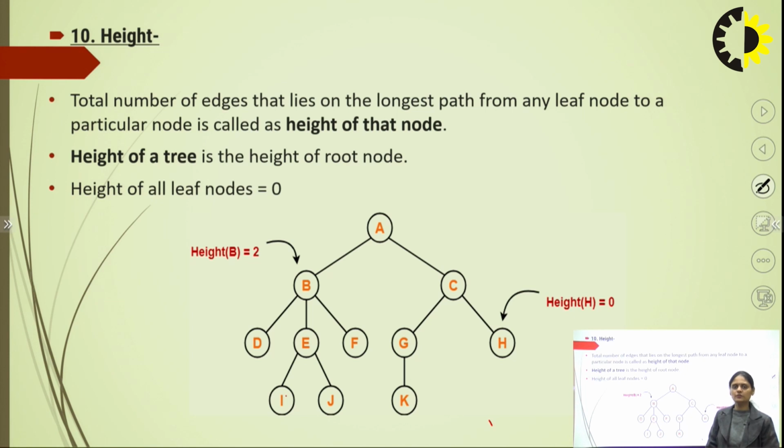So this is the difference between the height and the depth. In case of height, we start from bottom to up, from the leaf node to the particular node, and in case of depth, we start from the root node to that node.